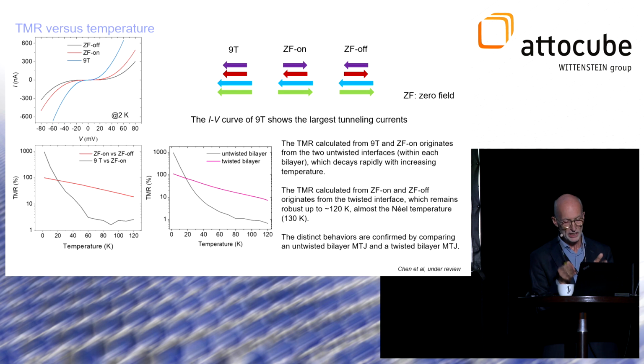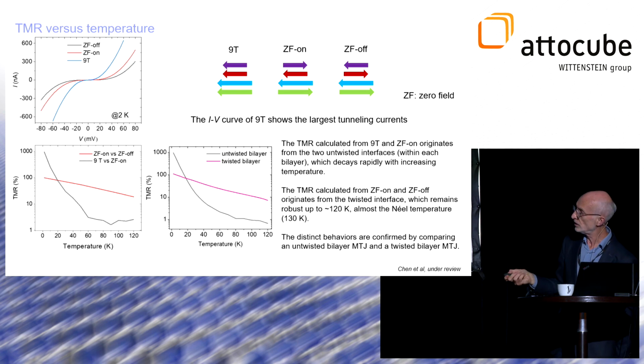So let me just show you one other interesting experimental point, that if we compare the temperature dependence of the tunneling magnetoresistance, the black curve is the untwisted case. And you can see whilst at low temperatures it shows a higher tunneling magnetoresistance, it falls off very quickly with increasing temperature, whereas the twisted case, you can see there's a very weak dependence of the tunneling magnetoresistance.